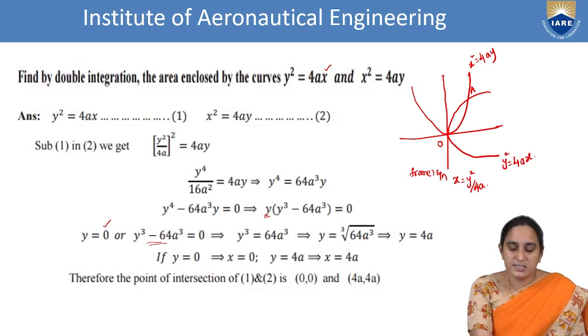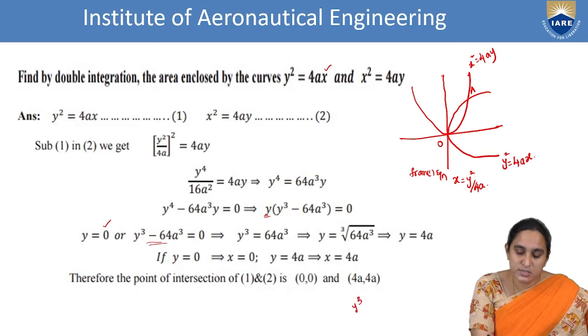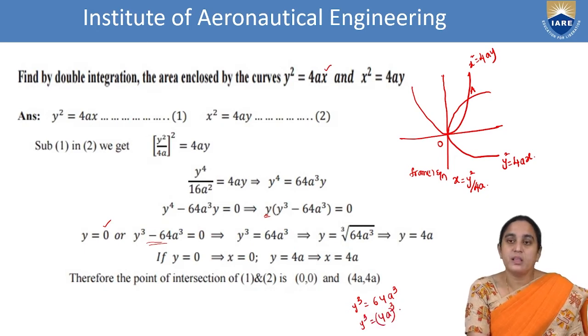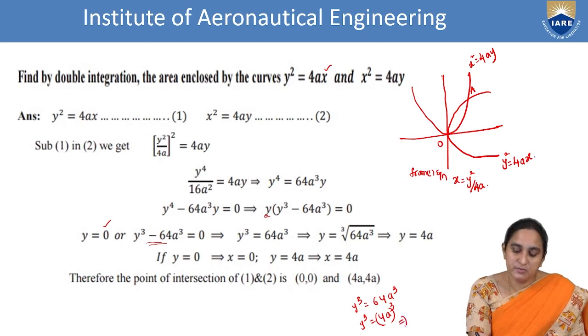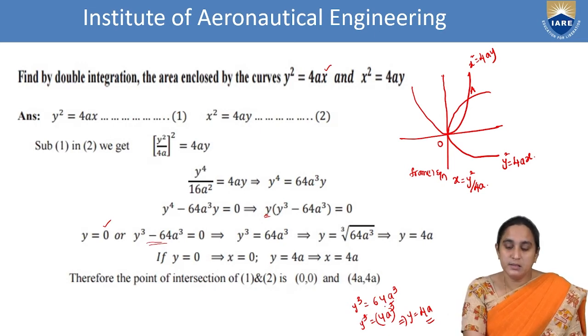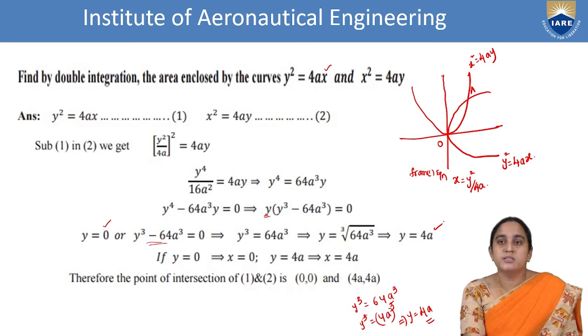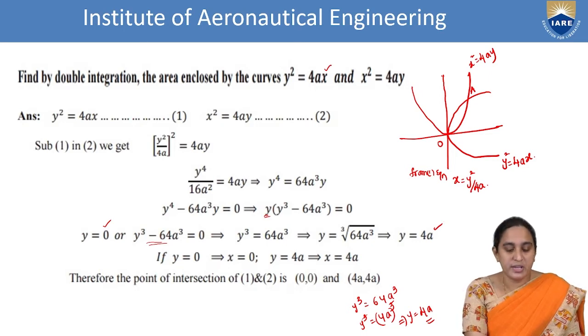I'll write this as y cube is equal to 4a whole cube. From that, y is equal to what? 4a. This is simple. Both sides cubes cancel, then y is equal to 4a. Therefore, from the two equations we got the y points, that is y is equal to 0 and y is equal to 4a.